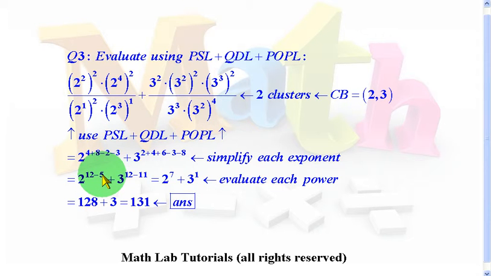So 12 minus 5 is 7. So we get 2 to the power 7. And 12 minus 11 is 1. We get plus 3 to the power 1. 2 to the power 7 easily evaluates to 128. And of course, 3 to the power 1 is 3. At the end, you just add, and we get 131. And that's the final answer. Okay, so this 2 cluster mess up here was finally simplified to 131. So let's see what's in store for us on the next slide.